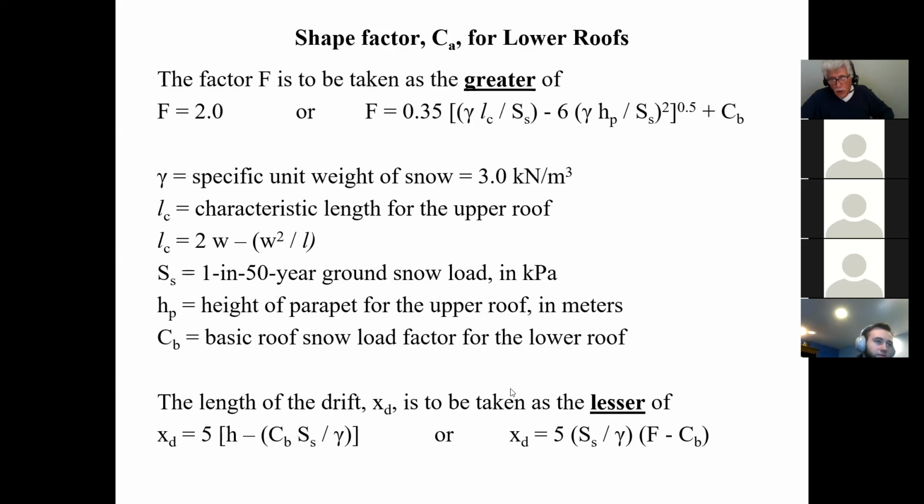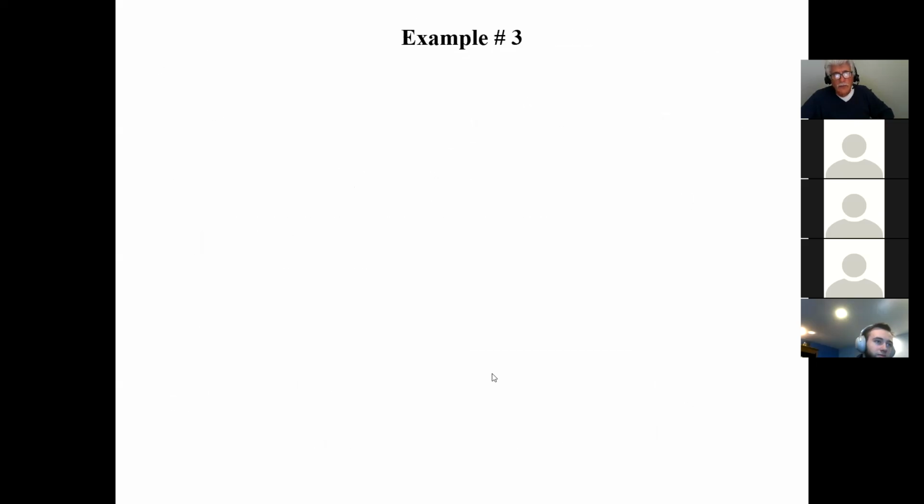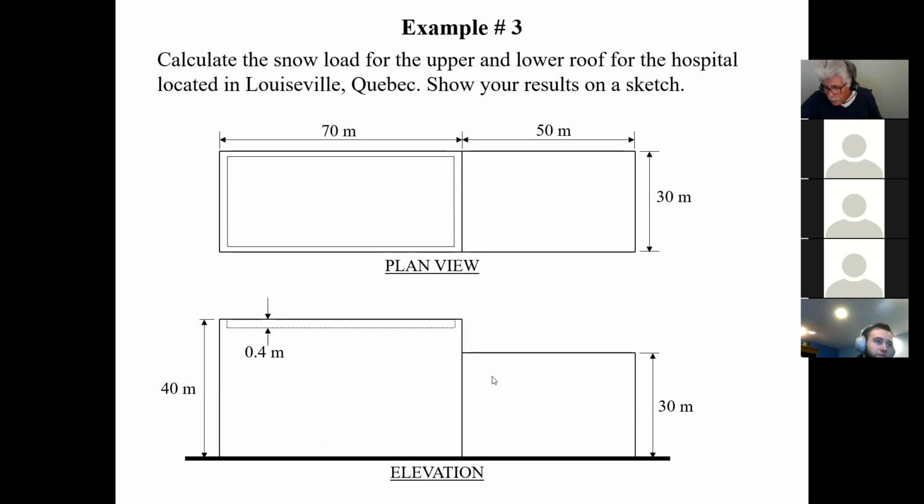Now that we've got all of these, of course, we're going to apply them to an example so we make sure we know how to use this properly. So here we go. Calculate the snow load for the upper and lower roofs for the hospital located in Louisville, Quebec. Show your results on a sketch. This is what I'm going to expect you to do after you do these calculations. Here, I didn't bother putting a parapet because most likely there would be a parapet here also. I just didn't want to confuse you.